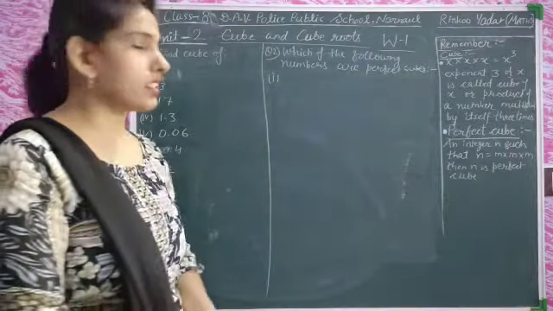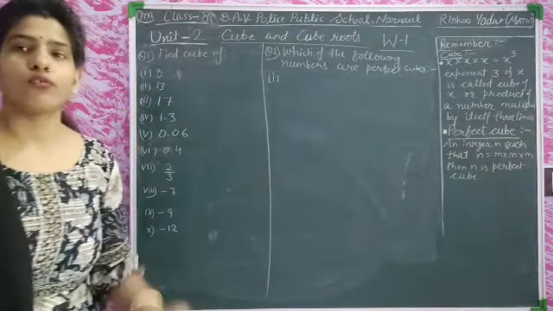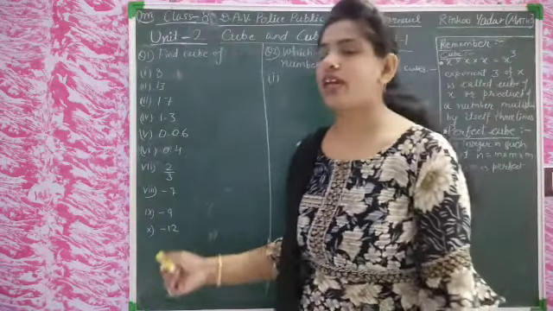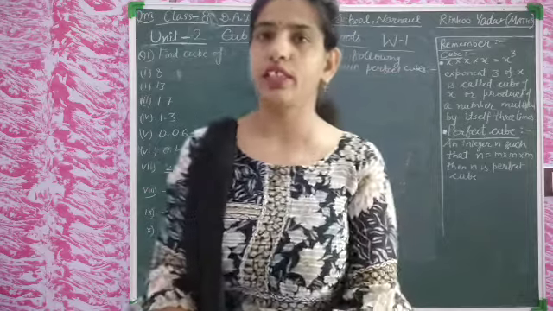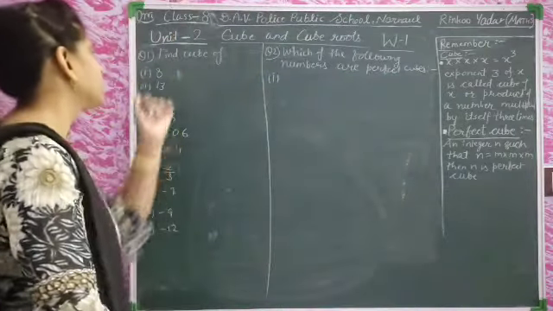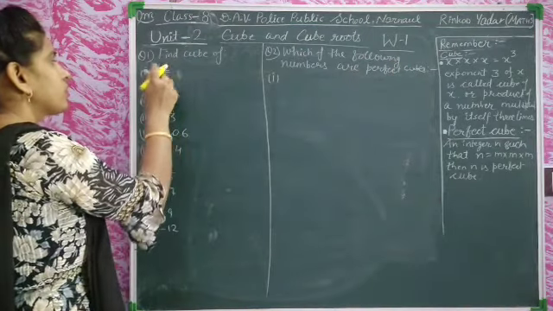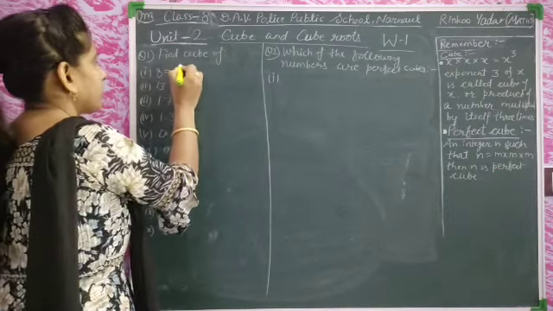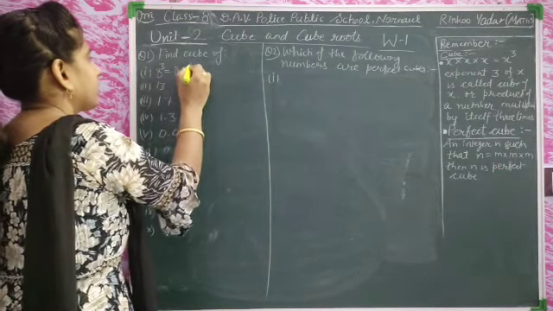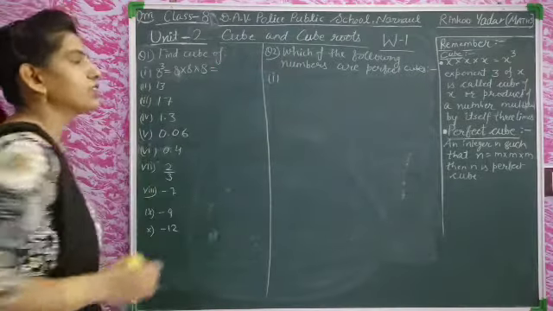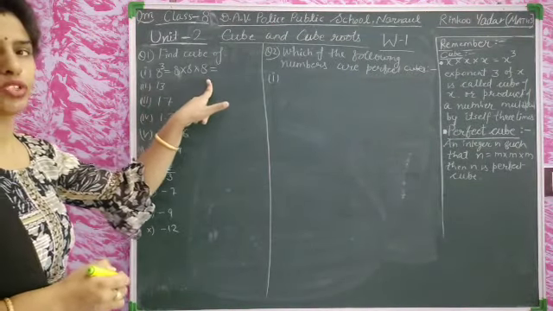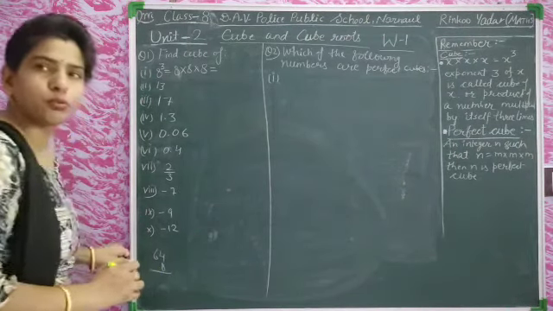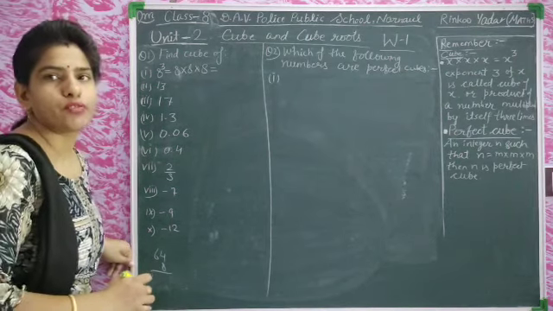Yes, students, you are seeing question number 1: find the cubes of the following numbers. Here are the numbers, and we have to find the cube. Part first: find the cube of 8. It means 8 into 8 into 8, and that equals 64, and 64 times 8. You have to learn the cubes of up to 25 numbers.